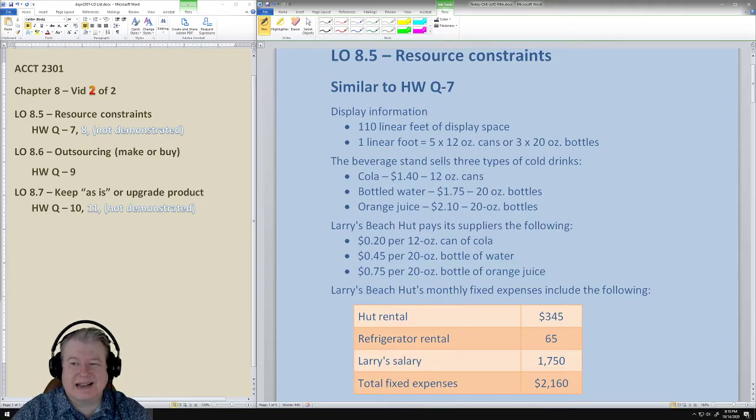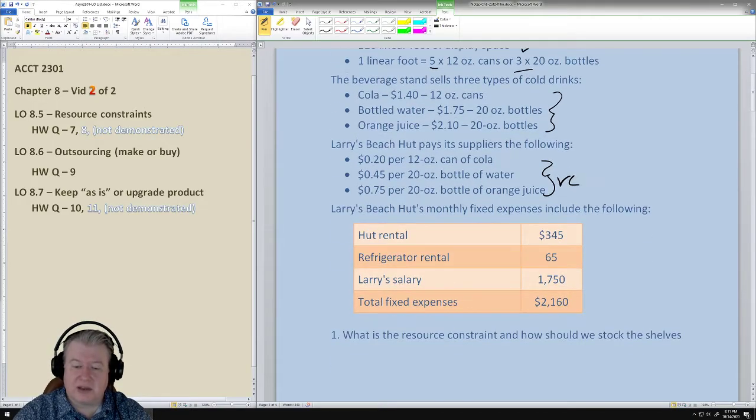Well, the reason why there's a constraint is A, that there's only a certain amount of display space, right? But B, perhaps there's more demand than we can put out product, right? So we could probably sell everything we want, but what combination of things is going to give us the most amount of money? So we have all this information. This is how much linear space it is. Now notice here that with cans, you can get 5 to the linear foot, and you can get 3 bottles to the linear foot. Here you have the retail price. Here you have the variable cost, and you have a few other bits of information.